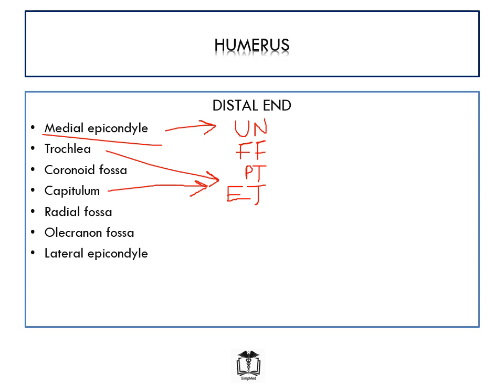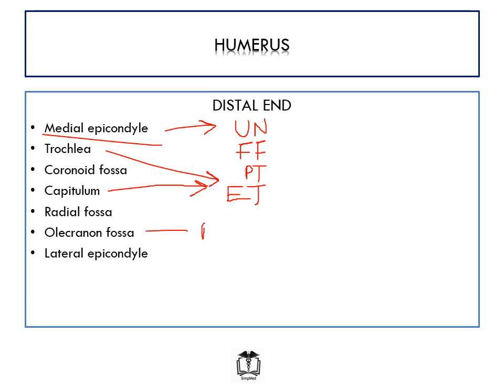The radial fossa is also involved in the... it comes in contact with the structure found on the radius, the landmark on the radius. The landmark in this case is the radial tuberosity. So the radial tuberosity tends to fit into the radial fossa of the humerus. The last fossa found within the distal end is the olecranon fossa. This fossa is found posteriorly at the back of the humerus, right?